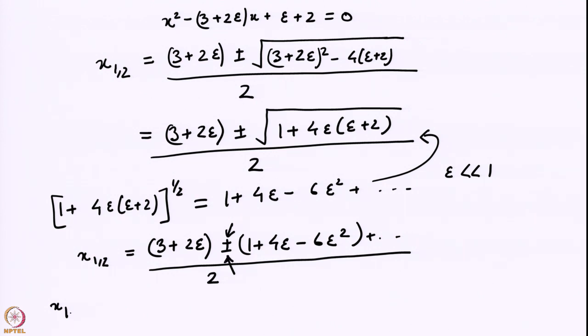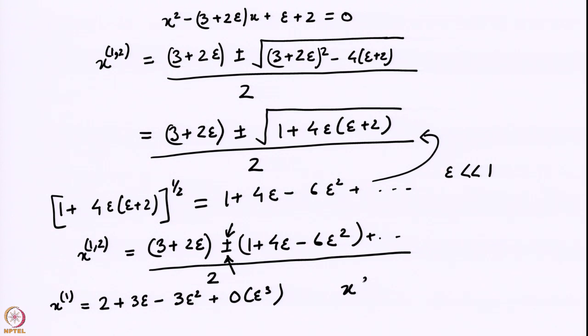So let me not use x1,2 like this, because 1 and 2 are actually the roots also. So this is the first root, and this root corresponds to 2, the unperturbed root is 2. So you will get 2 plus 3 epsilon minus 3 epsilon square plus order epsilon cube. The second root, so you can check which one comes from which. One of these expressions will come from taking the plus sign, the other will come from taking the minus sign. The other root is 1 minus epsilon plus 3 epsilon square plus order epsilon cube.